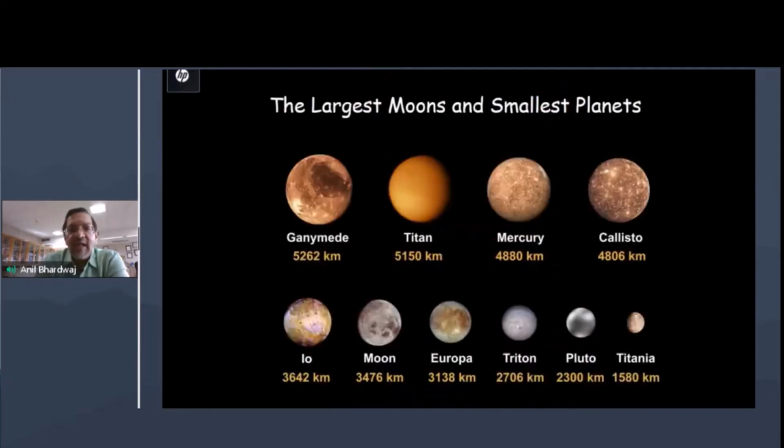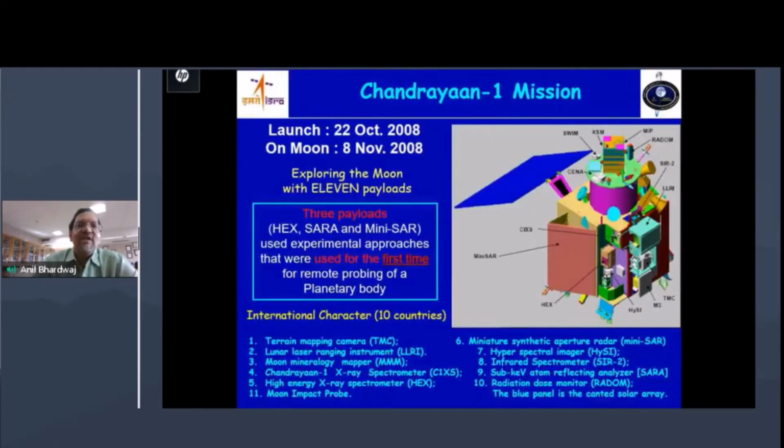Okay. And if you compare them with the other natural satellites in our solar system, then Titan, which I just mentioned is dominated by nitrogen, is the second largest. It is a satellite of Saturn. And when you compare with respect to Earth's moon, it comes in 5th place. So the Earth's moon is 5th in size when you compare the satellites in the solar system. And now talking about the moon, let me talk a little bit about the first Indian lunar mission and how we did the exploration of that.